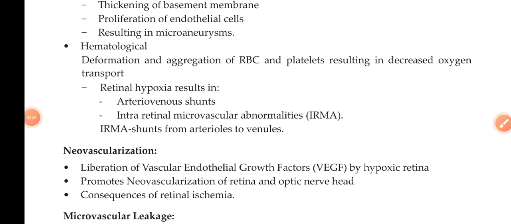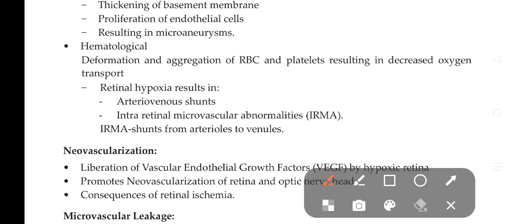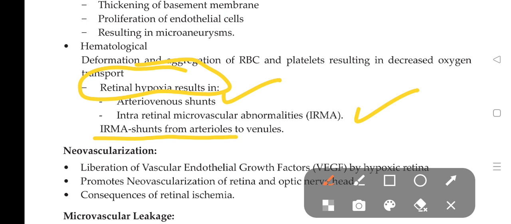Next, hematological deformation and aggregation of RBC and platelets result in decreased oxygen transport. As the blood vessel gets clogged with RBC and platelets, there is decreased blood supply, which leads to retinal hypoxia. Retinal hypoxia results in arteriovenous shunts and IRMA. What is IRMA? Intraretinal microvascular abnormalities. IRMA shunts from the arterioles to the venules. As there is hypoxia, because RBC and platelets clog the blood vessel, there is formation of IRMA and arteriovenous shunts.